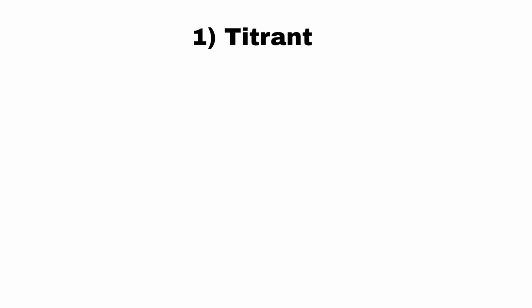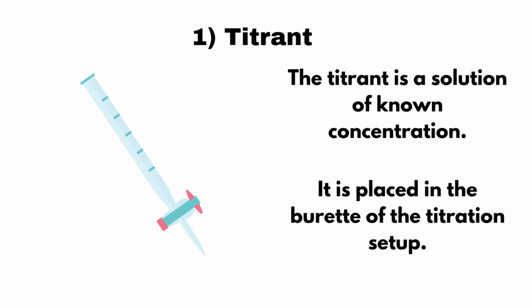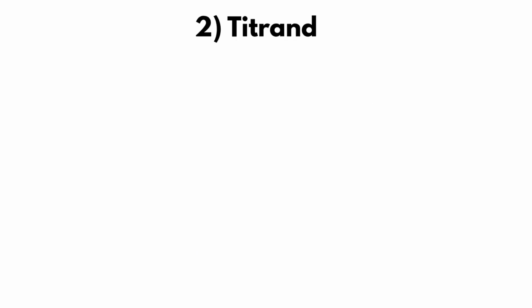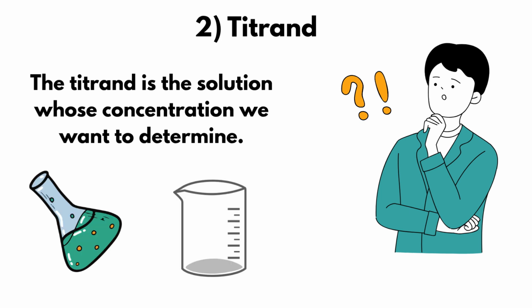First, titrant. The titrant is a solution of known concentration. We fully trust this solution. It is placed in the burette of the titration setup. Second, titrand. The titrand is the solution whose concentration we want to determine. This is our unknown solution. It is placed in the conical flask or beaker.